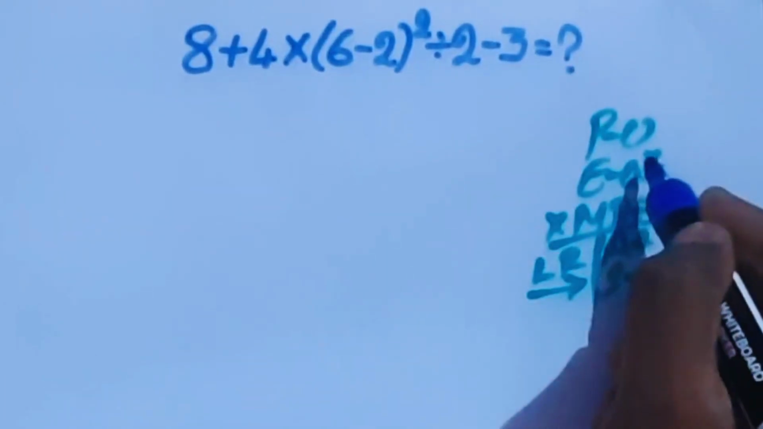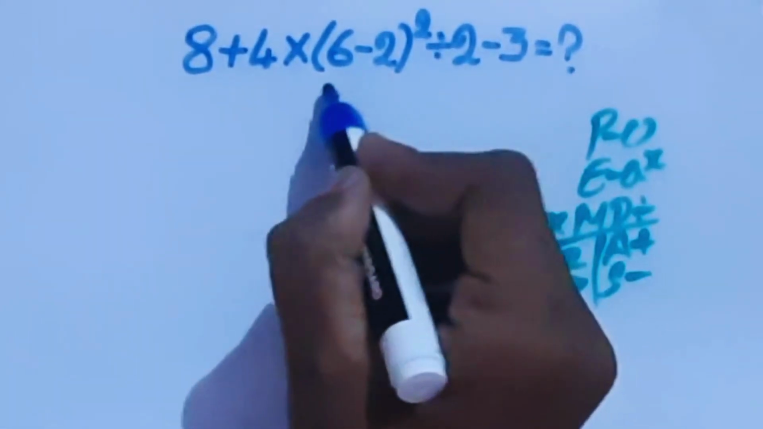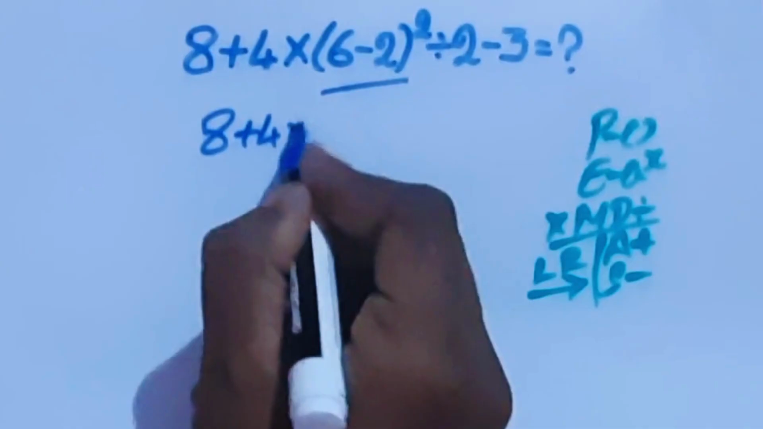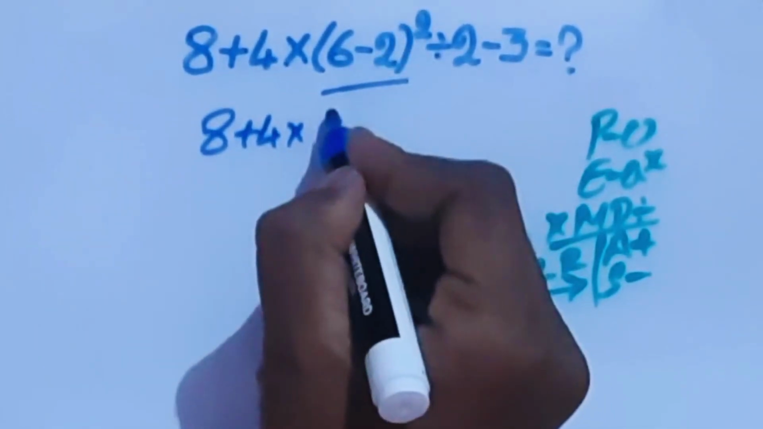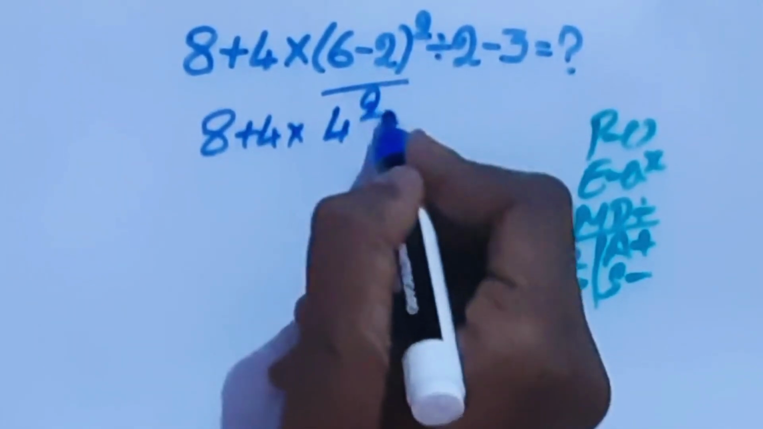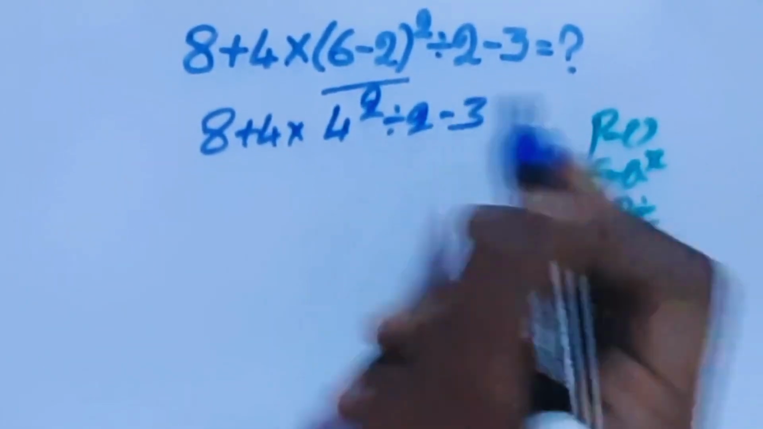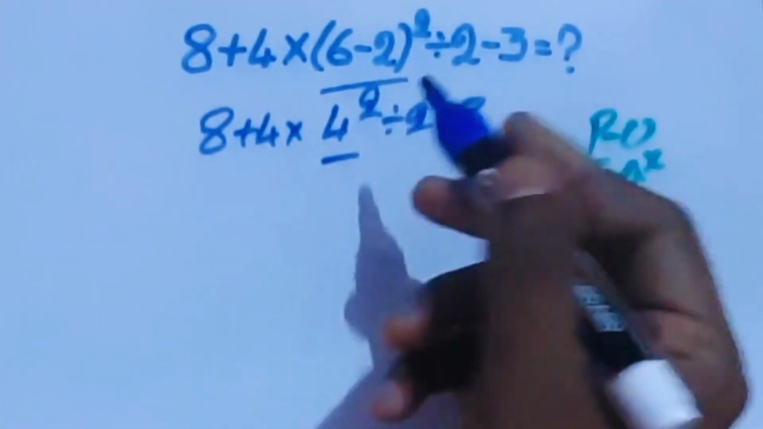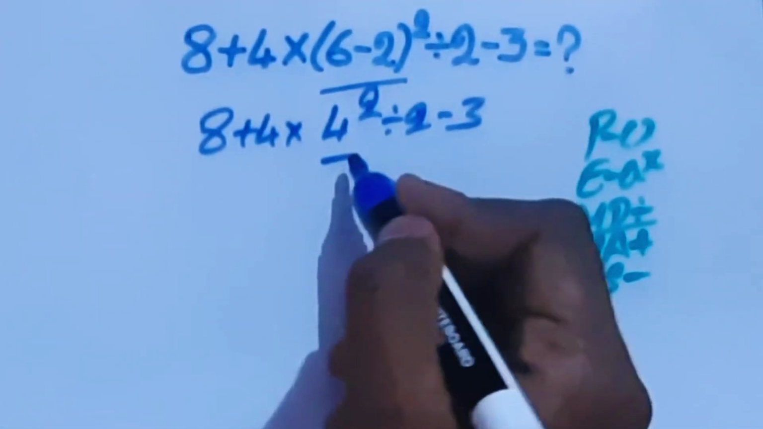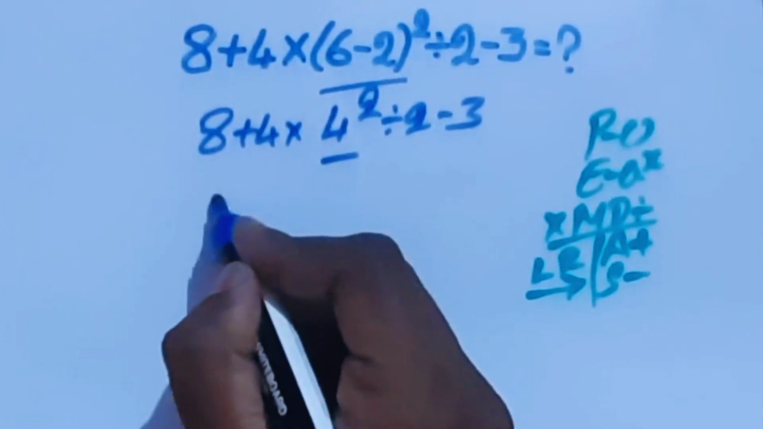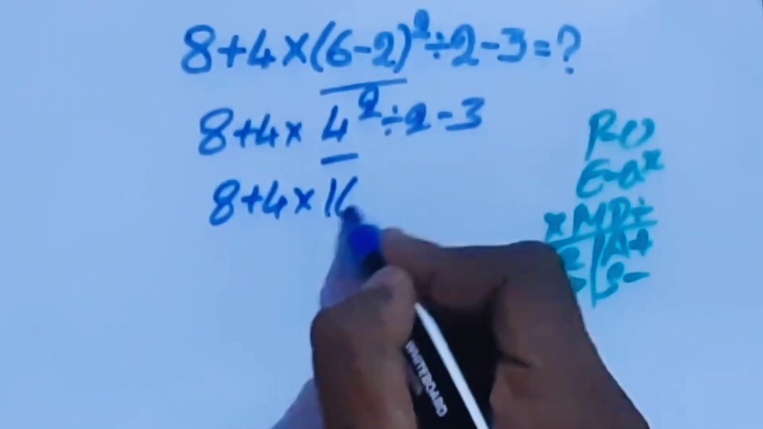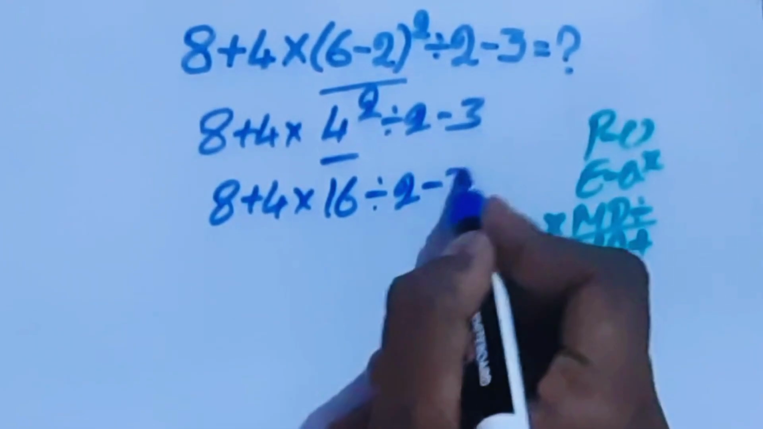Here, as per this order of operations PEMDAS, the bracket is higher priority. So we have to do this bracket before any other operation. So 8 plus 4 times, here 6 minus 2 is 4 to the power of 2 divided by 2 minus 3. Here the next priority is exponent. We have exponent here, 4 to the power of 2. We have to do this 4 to the power of 2 now before any other operation. So 8 plus 4 times this 4 to the power of 2 is 16 divided by 2 minus 3.